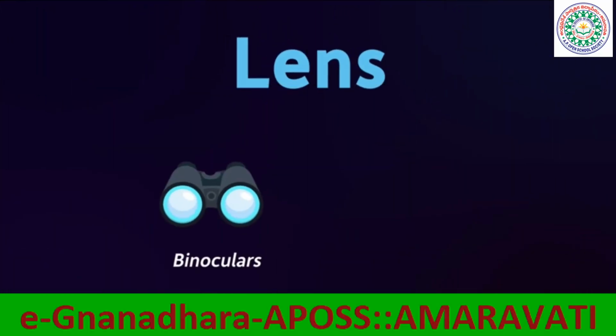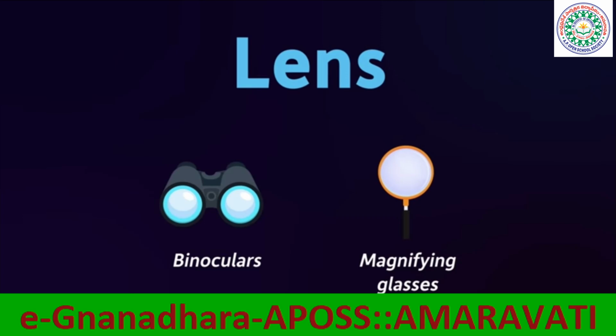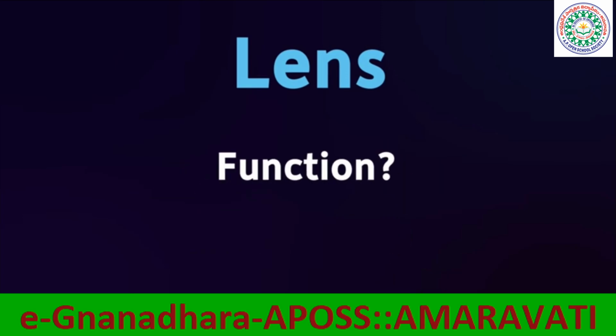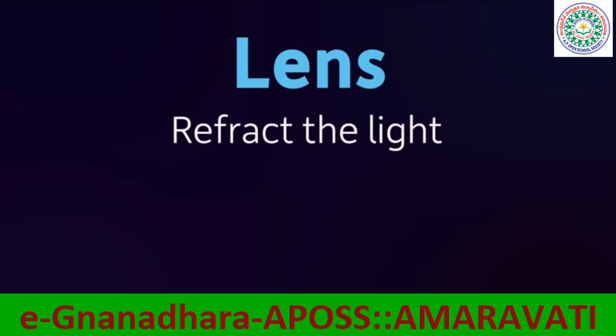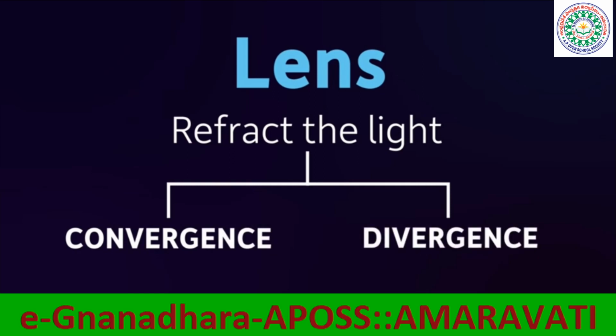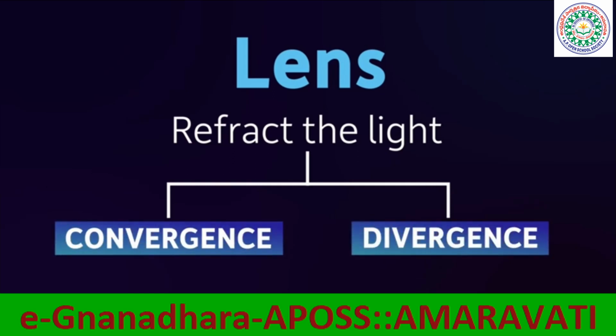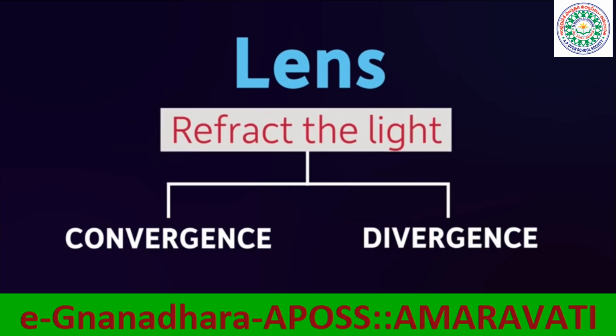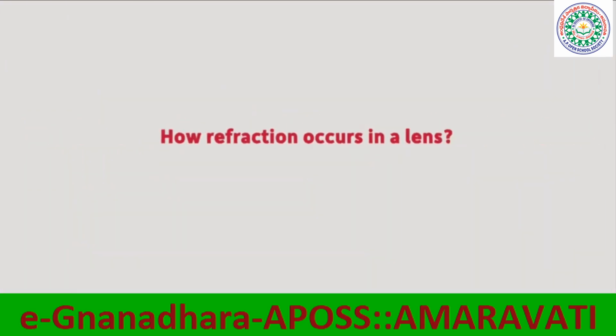in binoculars and magnifying glasses, for instance. But how does a lens function? Well, the main purpose of the lens is to refract the light in some pattern. There are basically two patterns, convergence and divergence. But before studying these two patterns, we first need to understand how the light is refracted by a lens.